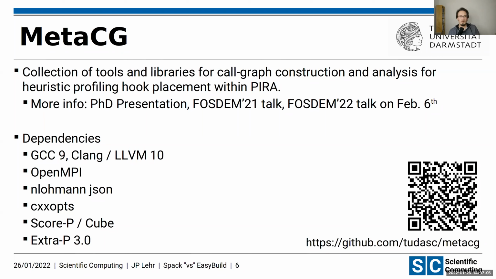And then we have dependencies: OpenMPI, some JSON libraries, some cxxopts library, and we require Score-P and Cube, and the tool Extra-P. So that is our target, is to make MetaCG work in an environment that has been installed using Spack or EasyBuild. And let's start off with Spack.